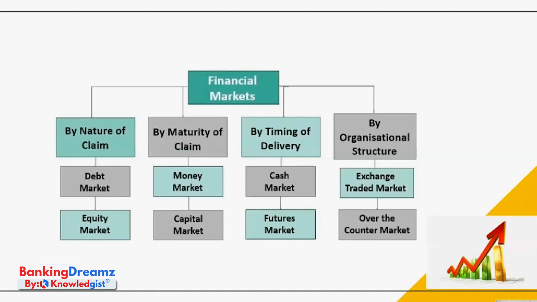It only changes hands. It is not mature. Am I right? Then the timing of delivery. By timing of delivery, we will divide financial market in two ways: cash market and future market. Then by organizational structure, it is exchange traded market or over the counter market.